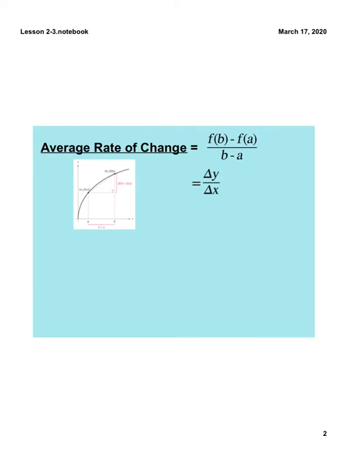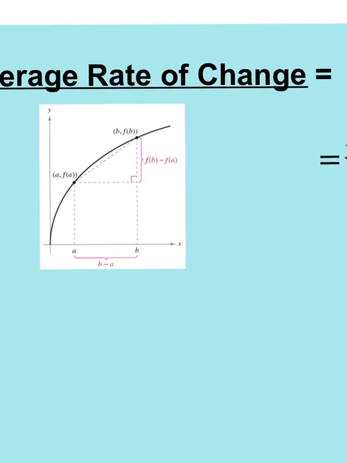So the first thing that we're going to look at is average rate of change. Average rate of change is really no different than finding a normal slope. As you can see, I'm going to try to make this picture bigger. All right, so there we go.